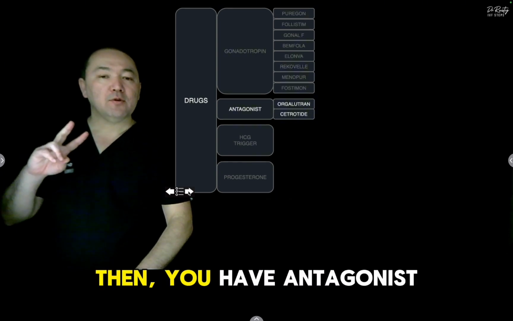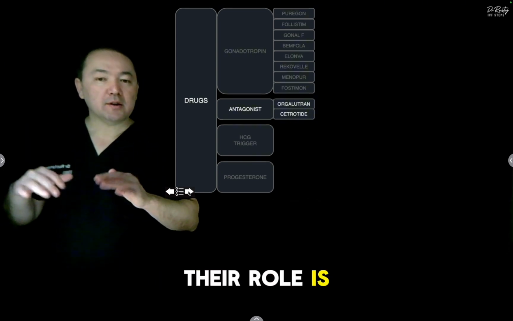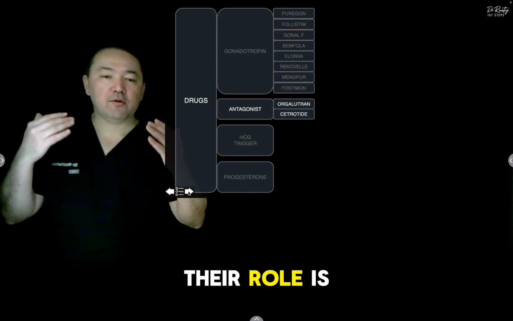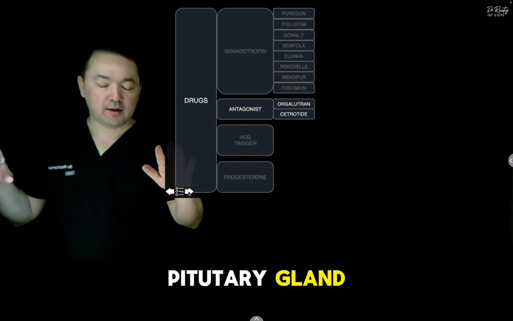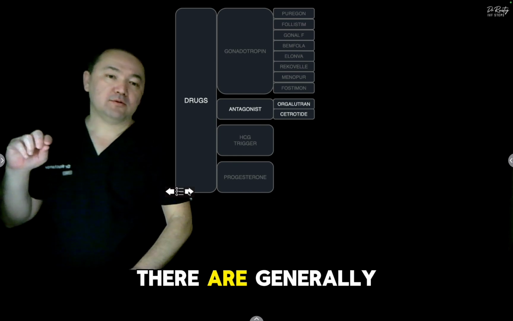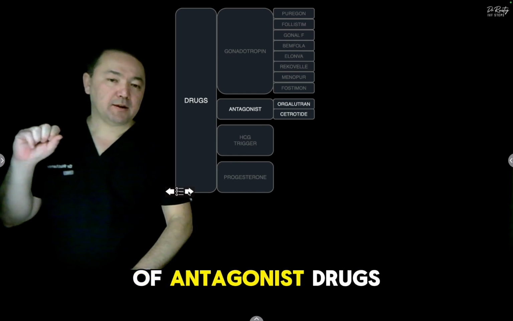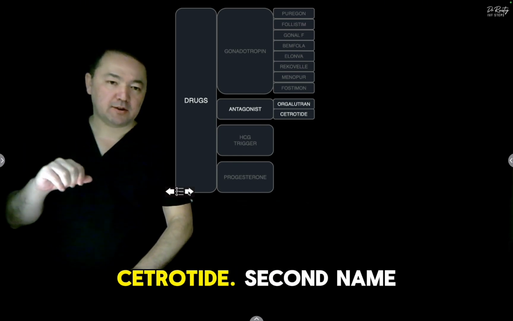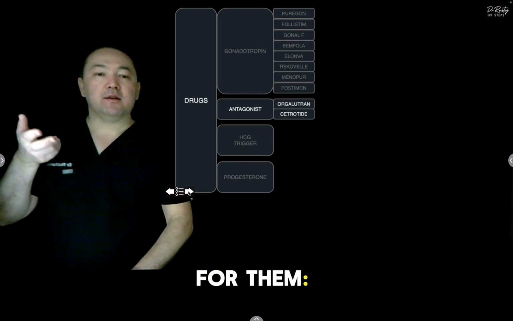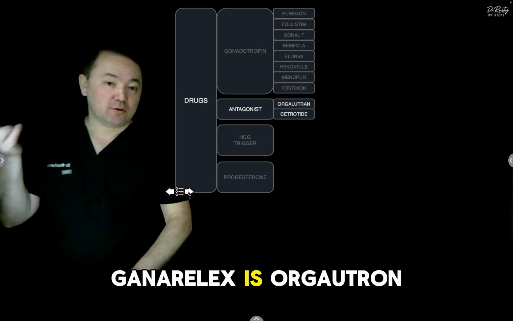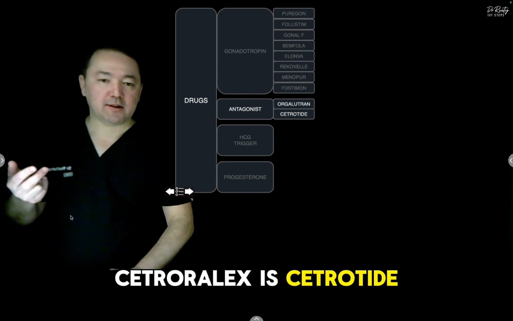So then you have antagonist drugs. Their role is not to stimulate your ovaries. Their role is to block your pituitary gland. There are generally 2 different types of antagonist drugs, Orgalutran or Cetrotide. The second names for them: ganirelix is Orgalutran, cetrorelix is Cetrotide.